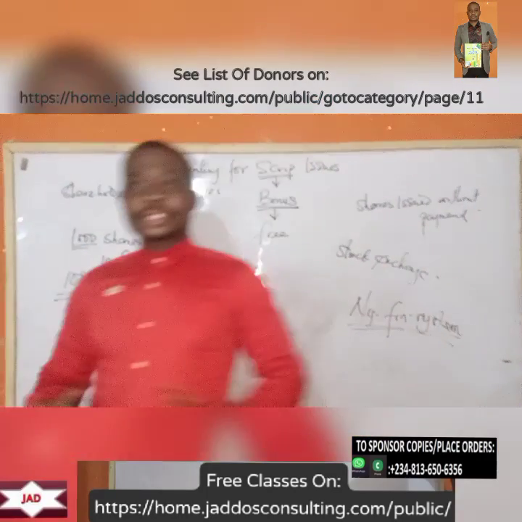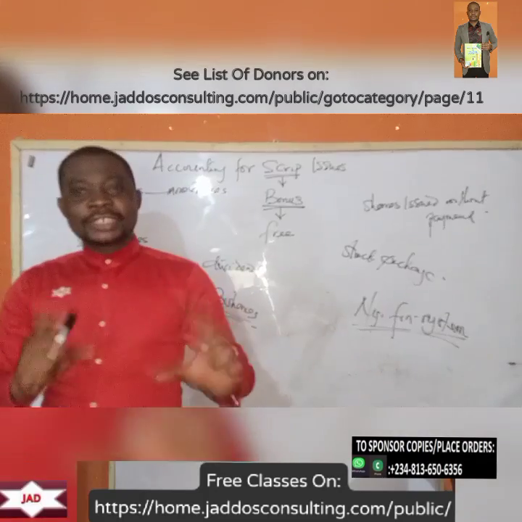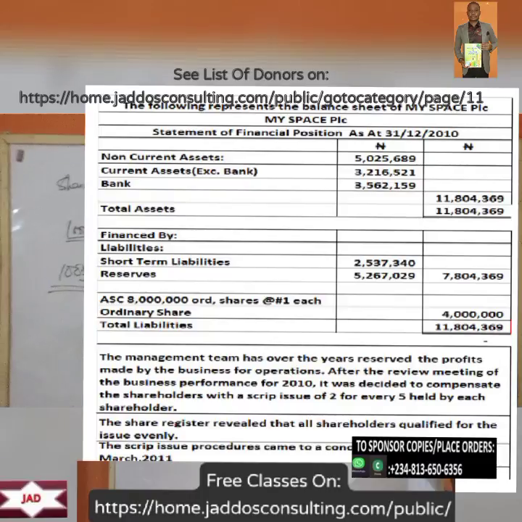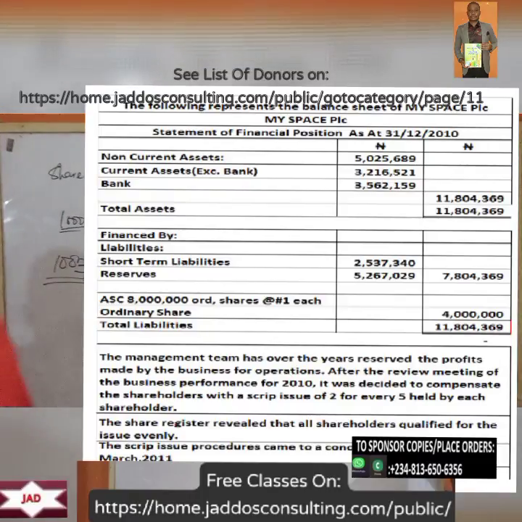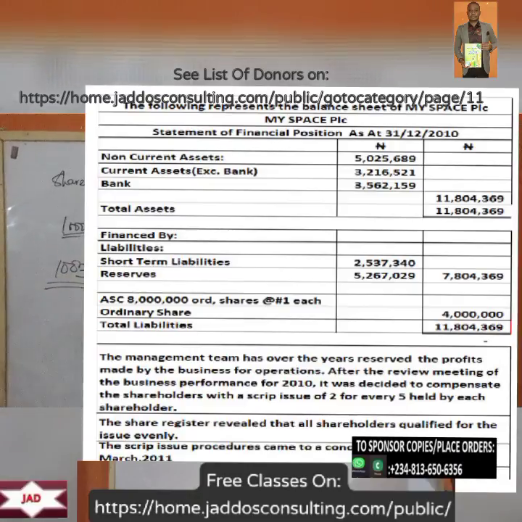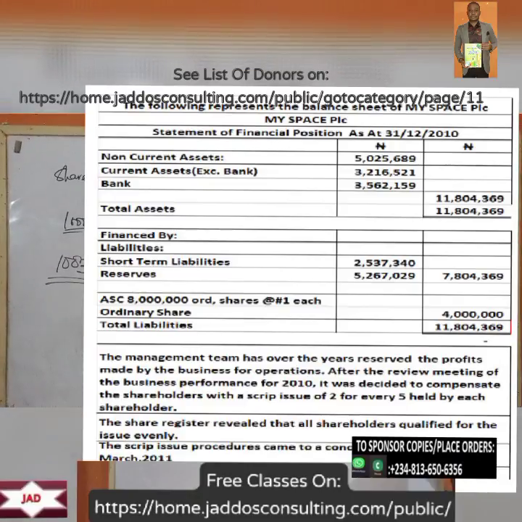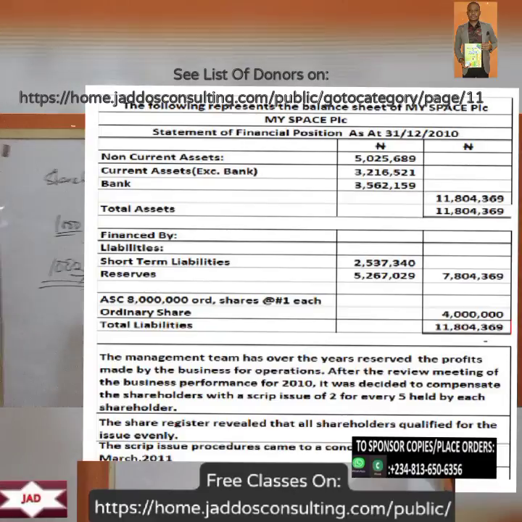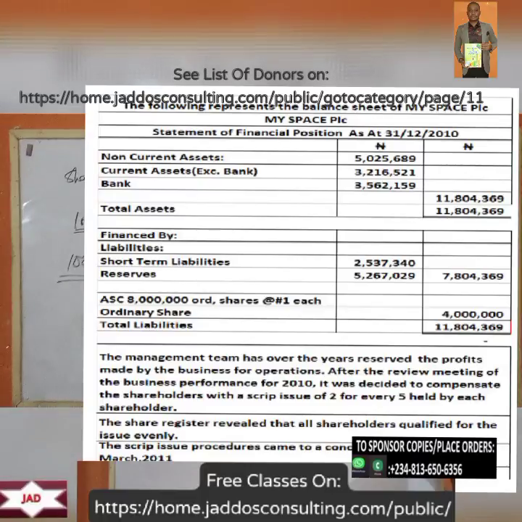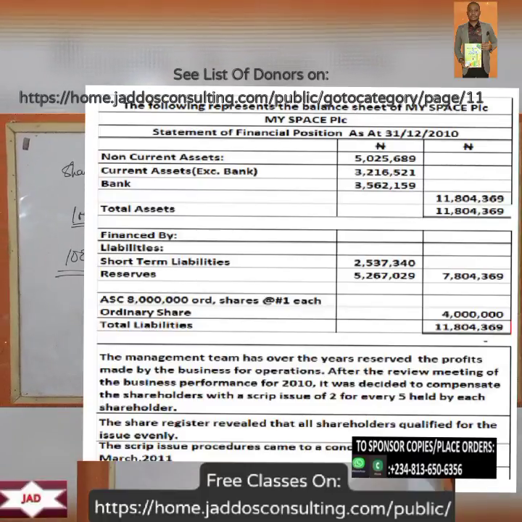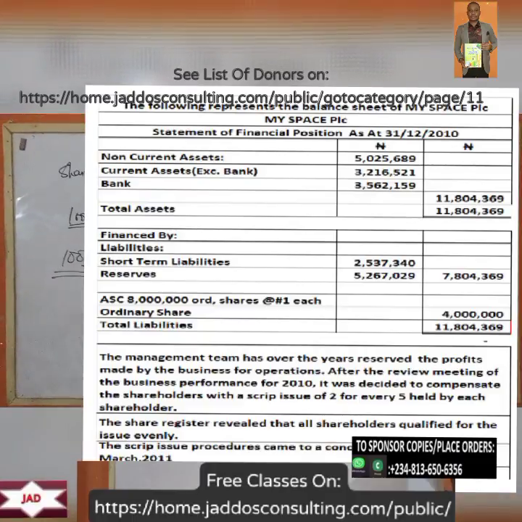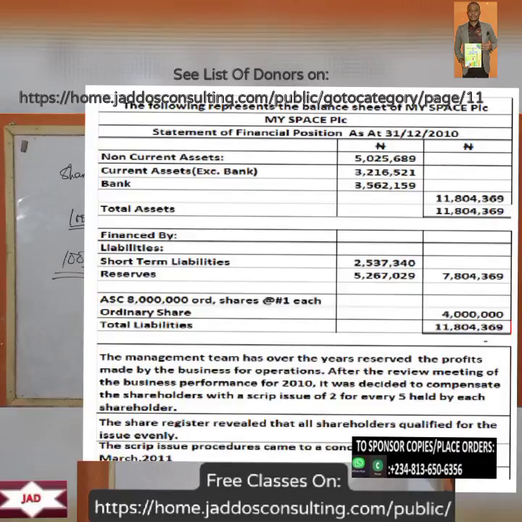So let's look at this simple question so you understand what I'm talking about. So let's go. We have the following representing the balance sheet of MySpace PLC. Okay, so we have statement of financial position at 2010. So we have non-current assets. We have current assets excluding bank. We have bank. Total assets there is 11.8. Financed by liabilities, we have short-term liabilities 2.5. Reserves is 5.2. And then we have authorized share capital at £1 each. Then we have ordinary shares that's 4 million. So total liabilities is 11.8 as well.